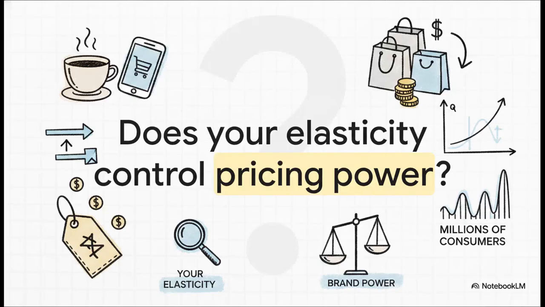As we wrap up this explainer, I really want you to think about the everyday things you buy, from your morning coffee to your smartphone. When those brands change their prices, what do you do? Do you keep buying the exact same amount? Do you cut back completely? Or do you stock up? Your personal elasticity of demand, multiplied by millions of other people, literally controls the pricing power of the brands you love. Marshall's total outlay method isn't just some dusty economic theory. It's the invisible math driving every single price tag you see.